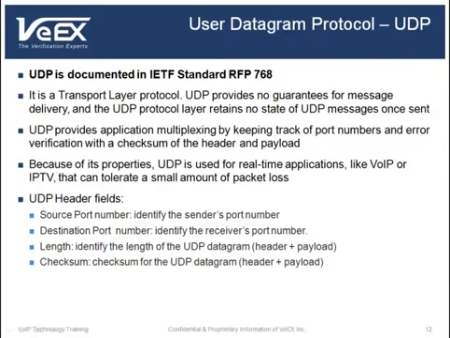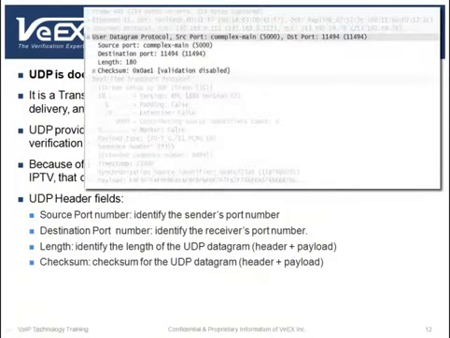UDP has 4 header fields. The first is the source port number, which identifies the sender's port number. The second is the destination port number, which identifies the receiver's port number. The length field identifies the length of the UDP datagram, which consists of the header and the payload. Finally, the checksum field is the checksum for the UDP datagram.